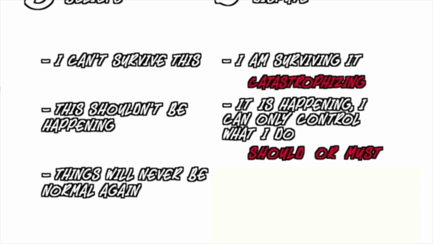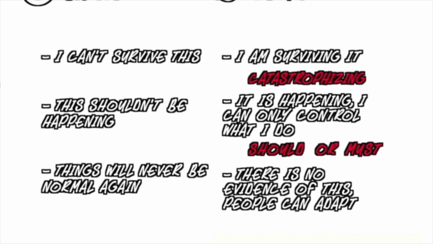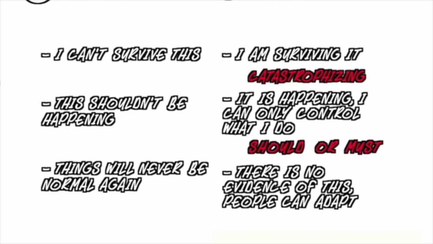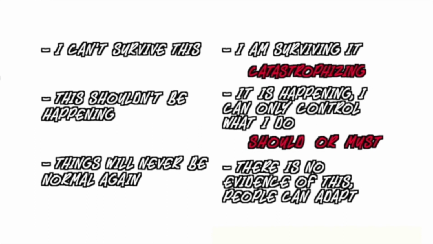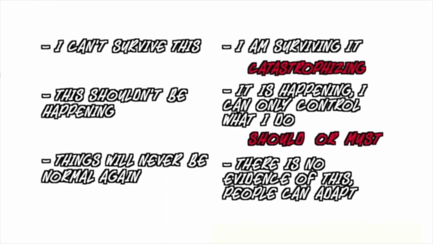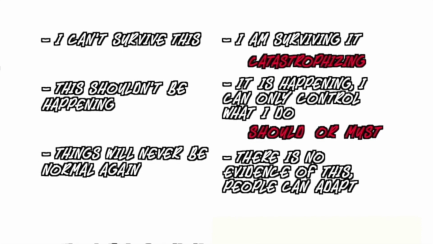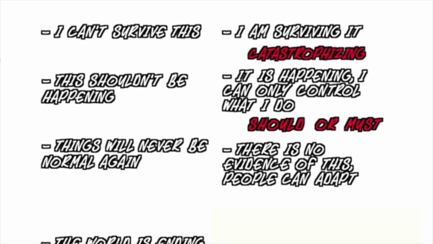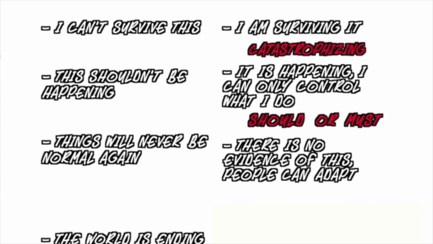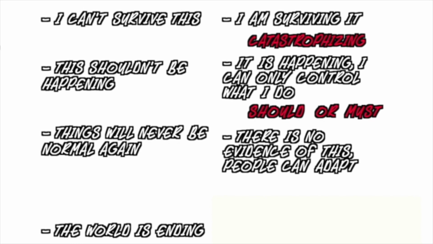The next belief that we have: things will never be normal again. Well, there is no evidence of this. There have been other pandemics in the past. People are very resilient. People can adapt. I'm a survivor in a lot of ways. I've gotten through a lot of difficult things. So I can look for evidence that will tell me that things can go back to normal because in the past they always have, or whatever a new form of normal is, or that I can adapt to whatever the new form of normal is.